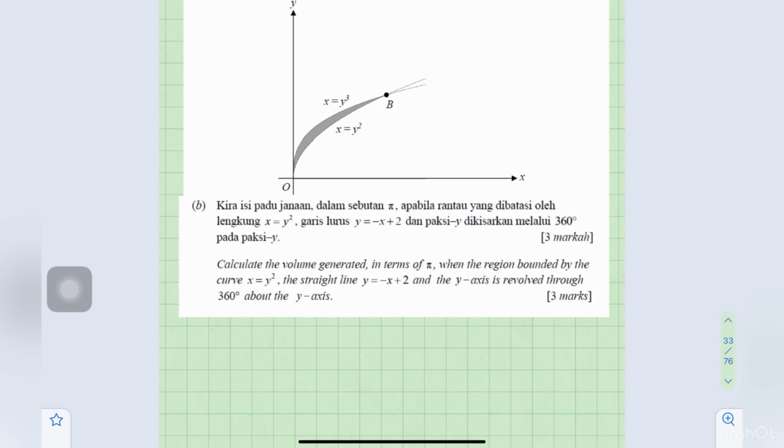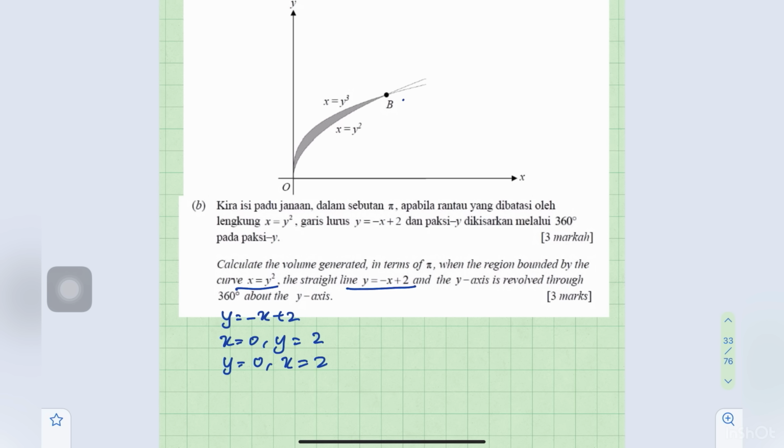We have curve ada, okay, the straight line y equals to negative x plus 2, we need to draw first. Okay, so y equals to mx plus c. So the gradient is negative 1 and the y intercept is 2. So kita boleh carilah. Y equals to negative x plus 2. So y intercept is 2 when x equals to 0, y equals to 2. When y equals to 0, x equals to 2.